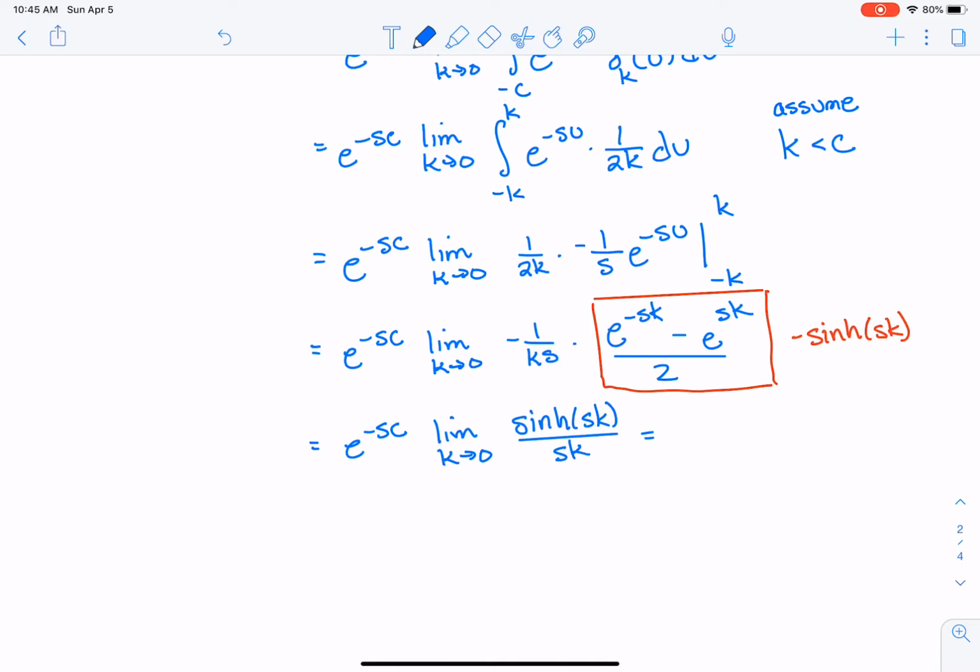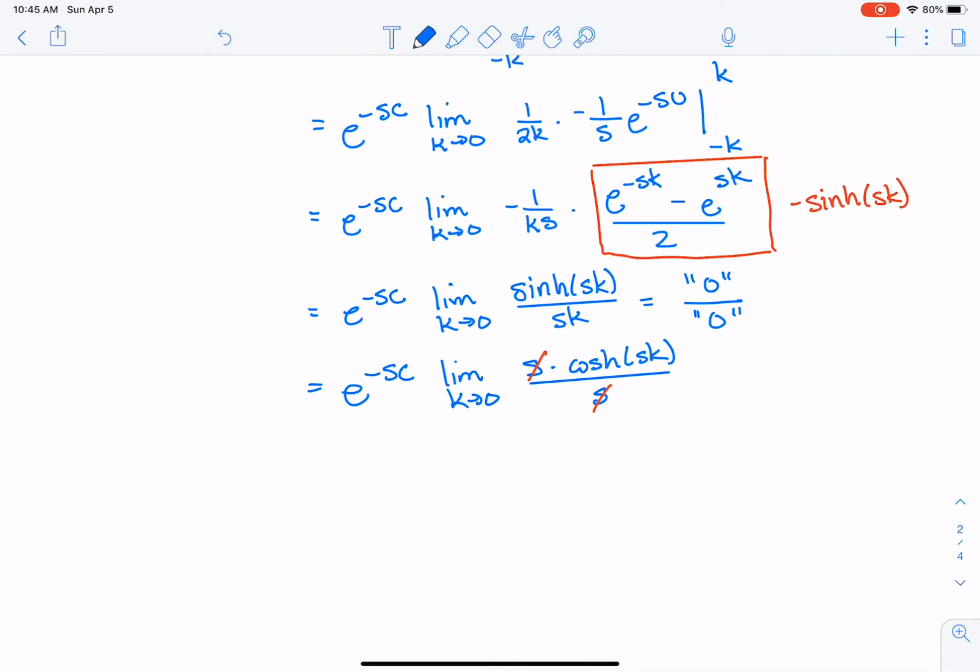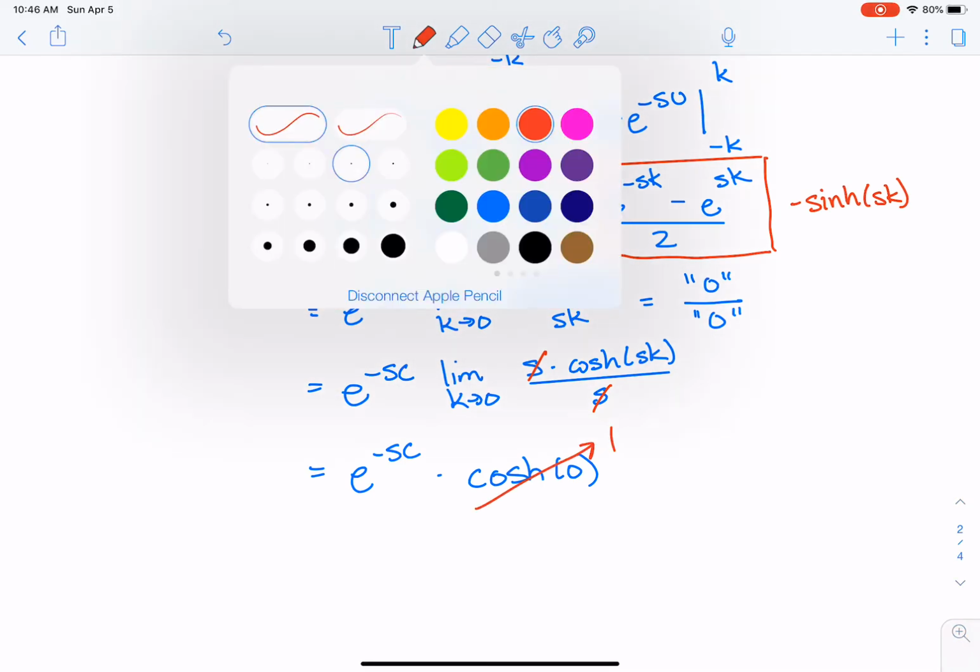Now, if I took that limit, the top would be 0 and the bottom would be 0. So in order to take that limit, I'm going to apply L'Hopital's rule. L'Hopital's rule says I need to take the derivative of the top and the bottom. The derivative of sinh is cosh, so this is s times cosh of sk. And then the derivative with respect to k of s times k is just s. So the s's cancel, and I'm left with just cosh of sk. I take the limit as k goes to 0, and I get e to the minus sc times cosh of 0. Cosh of 0 is 1, if you work it out using the definition of cosh.